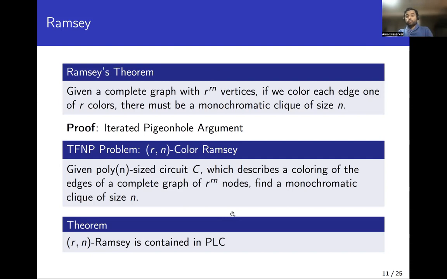And based on the proof of totality that I just described, we can actually use that proof to directly encode this problem as a long choice problem. So there's a pretty straightforward proof, essentially, that r comma n Ramsey reduces to long choice and therefore belongs to PLC.